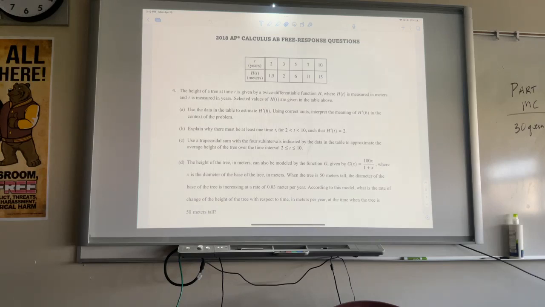All right, read through the beginning of it, guys. The height of a tree is given by a twice differentiable function, where h is measured in meters, t is measured in years. Selected values are given in the table above.